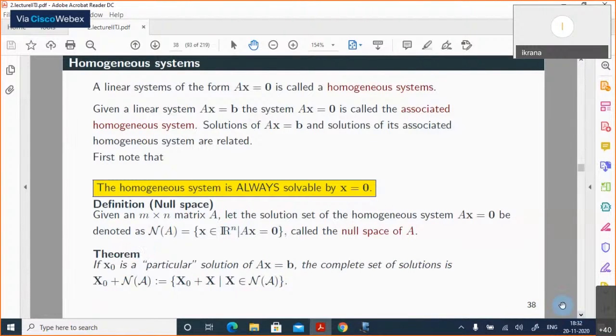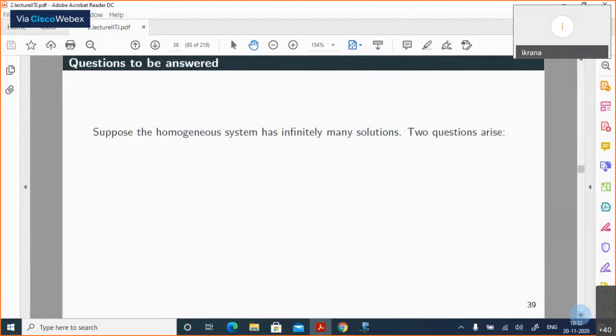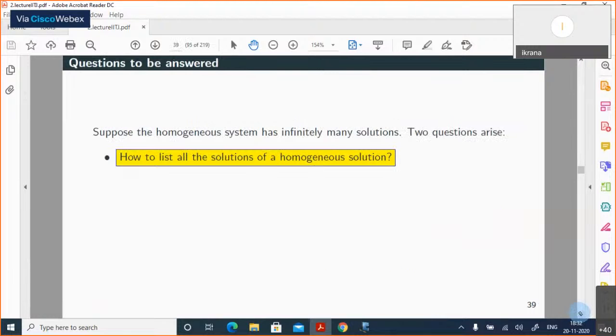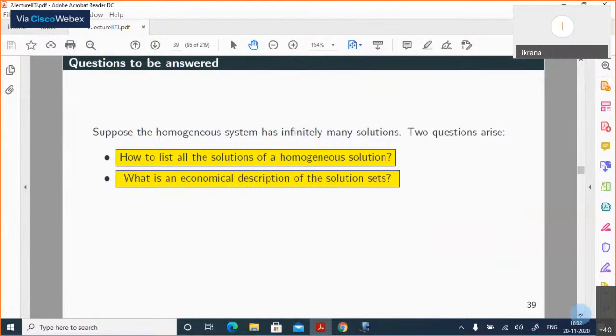So we have defined the null space for an M cross N matrix, where N is the number of columns. So the null space is a subset of Rn. And obviously the list of all solutions is not the economical description of the solution set. So the question is: how do I describe the solution of the homogeneous equation in the most economical way? That is the question we would like to tackle.